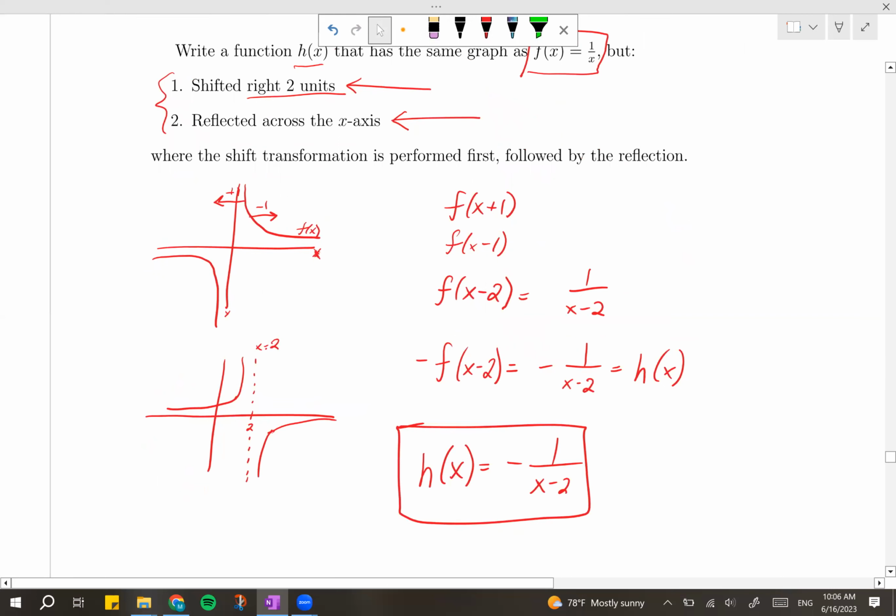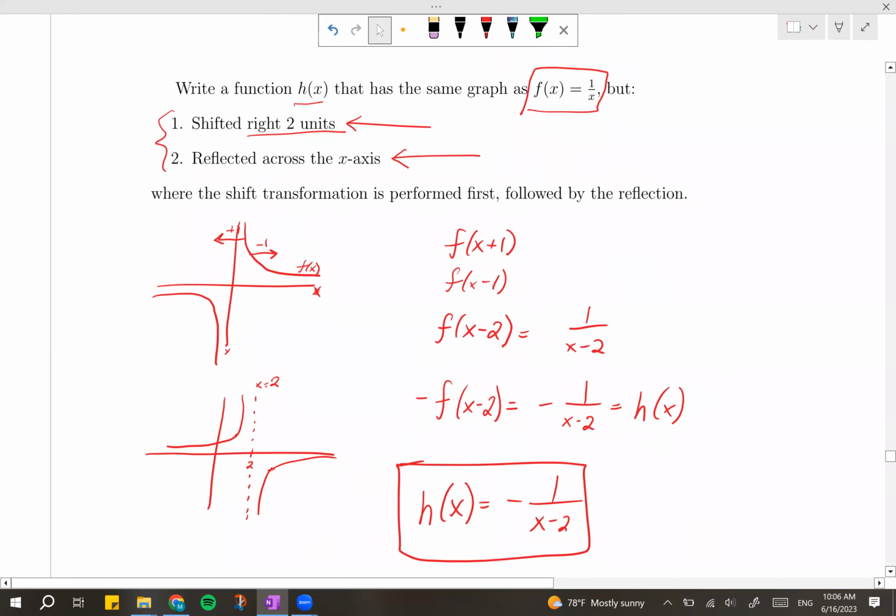For these types of problems, what they're trying to get us to do is recognize the different steps, like this right 2 units and then reflect across the x-axis. They want us to recognize that that's two different parts. That's this part and this part.